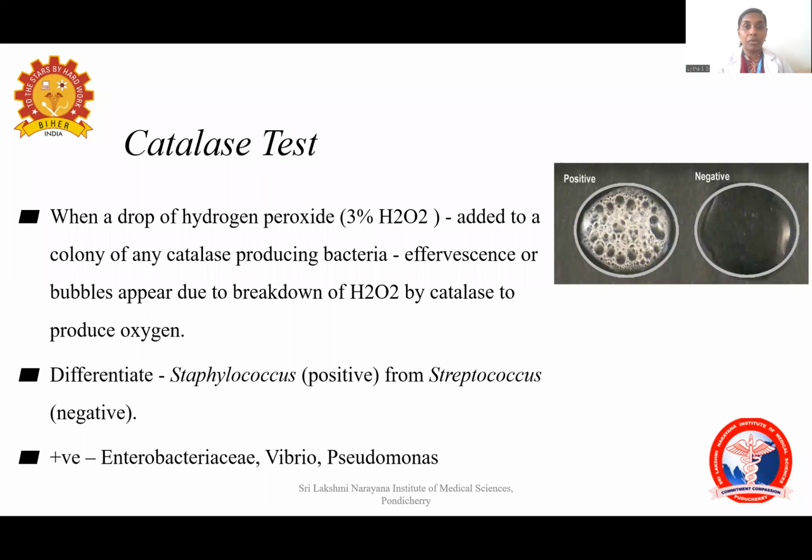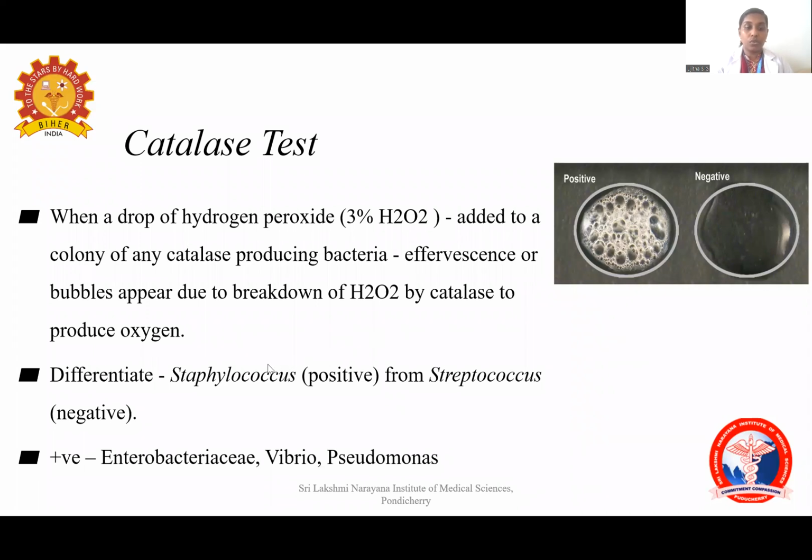If the organism can produce catalase enzyme, it will break down hydrogen peroxide to liberate nascent oxygen. This nascent oxygen will produce bubbles. So the catalase test positive will appear as bubble formation or effervescence. So this one is negative, no effervescence.